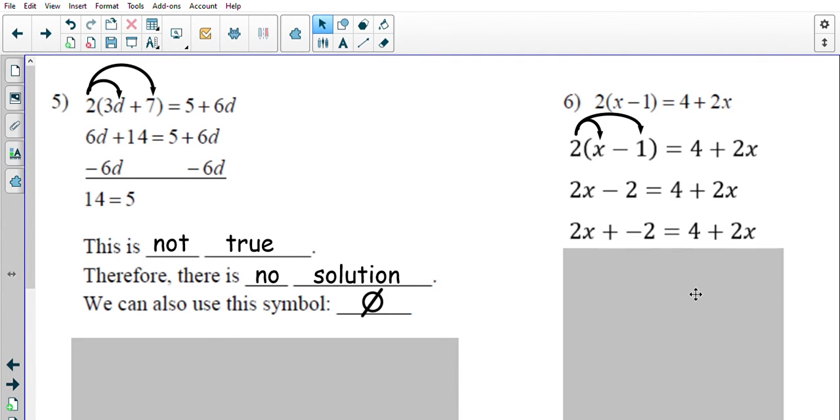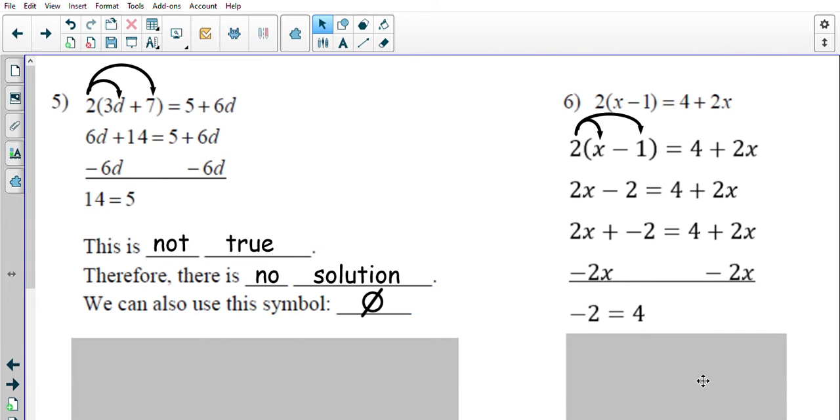I did add the opposite in the next step. I've got a 2x on both sides, and they're both positives. So we'll subtract 2x from both sides. That's going to leave us with negative 2 on the left-hand side, positive 4 on the right-hand side. It is also not true. So since this is not true, we can say that there is no solution.